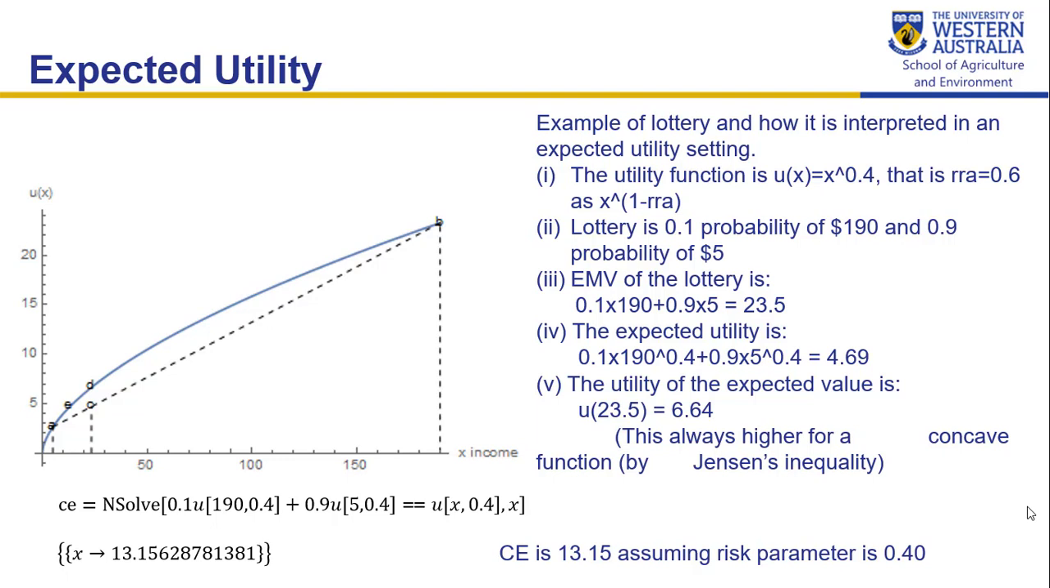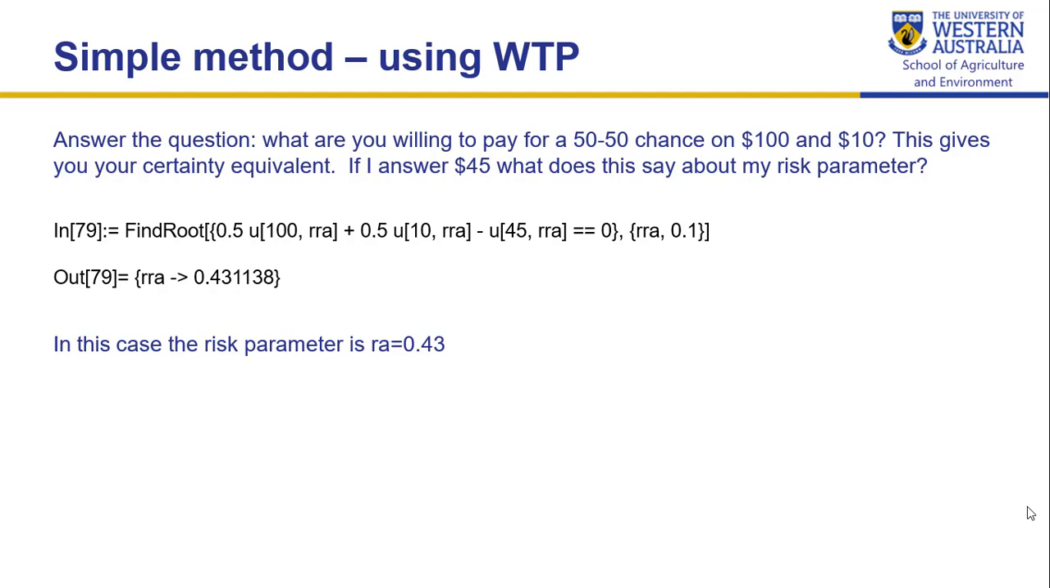You can think of it like if we know the certainty equivalent, or if we know the relationships, then we can also calculate people's risk attitude. And often this is done through very simple, straightforward questions. For example, if we ask, what are you willing to pay for a 50-50 chance of getting $100 and $10? So this is a lottery. Now if I answer that $45, what does it say about my risk parameter?